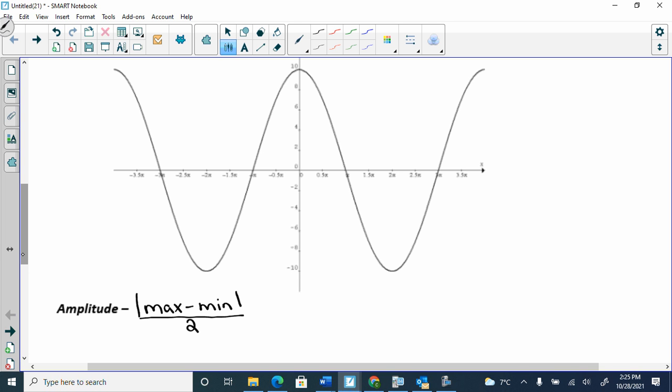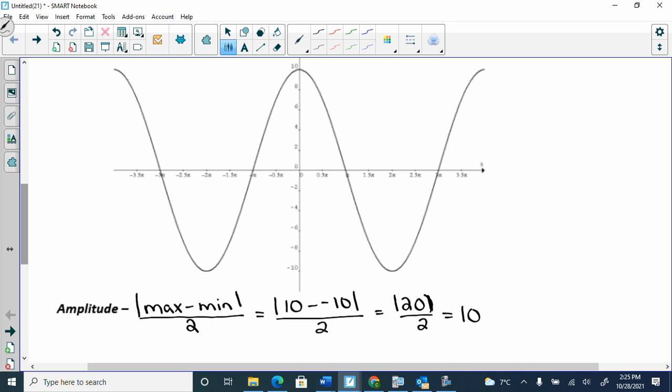So, it's going to be the absolute value of, what's my max? 10. Minus my min, which is negative 10. Absolute value divided by 2. So it's going to be the absolute value of 20 divided by 2, which is 10.